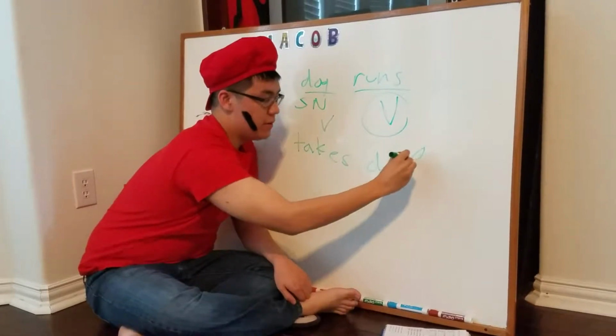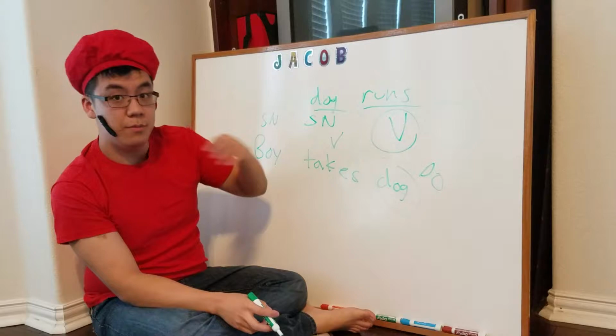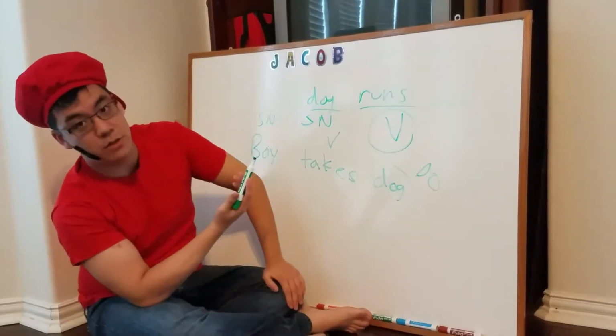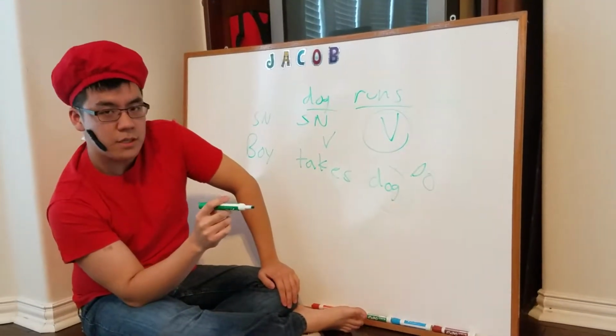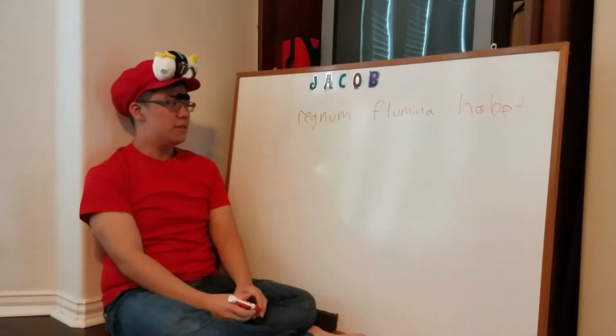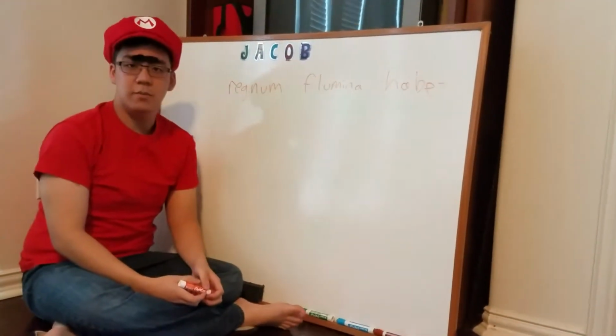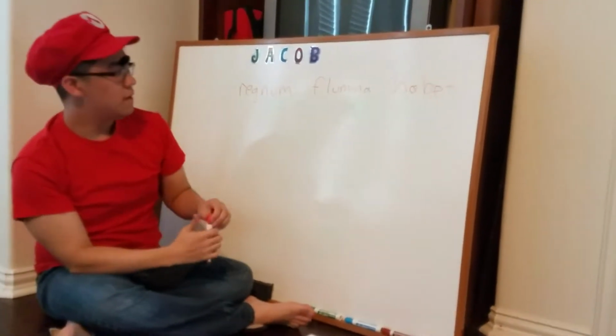Anyways, boy takes, verb, dog. This now is the direct object. So we have subject, verb, direct object, subject, verb. These are both very common sentence structures that you'll see in your workbooks that also translate over to Latin. So why don't we take a look at that? What I have here is a simplified Latin version of honors exercise sentence number 1.